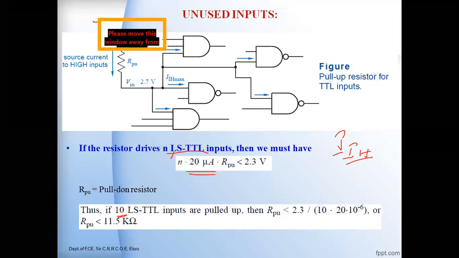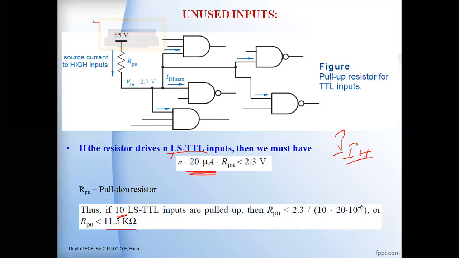Then we will connect a pull-up resistor here. The pull-up resistor value must be less than the 11.5 kilo ohms here. If you take the resistor value greater than this 11.5 kilo ohms, the operation will lead to unfaithful operation. So this value must be less than the 11.5 with respect to the current rating value. In this way, you can handle the unused inputs here.